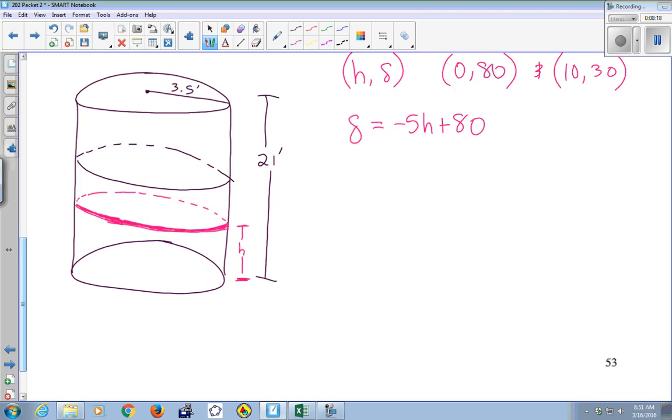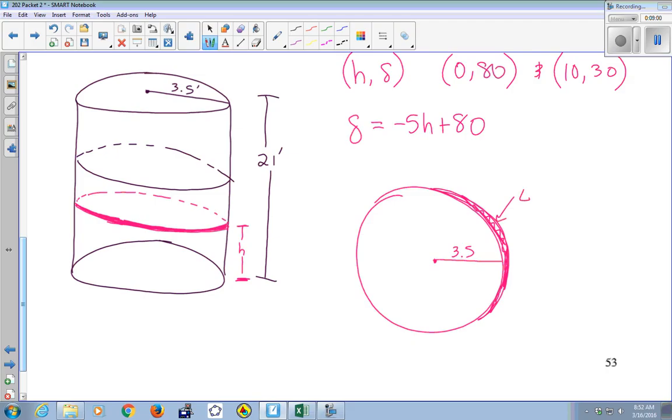So let's look at a single slice. I colored this pink random slice at a height of h. I'm going to draw it over here. This is a slice of muddy water, with a little bit of thickness. What is the radius of my slice? 3.5. It's constant throughout the whole barrel, so I can just label that 3.5. What's the thickness of that slice? Delta H. You could have called it Y, but I called it H. So the thickness of that slice is delta H.